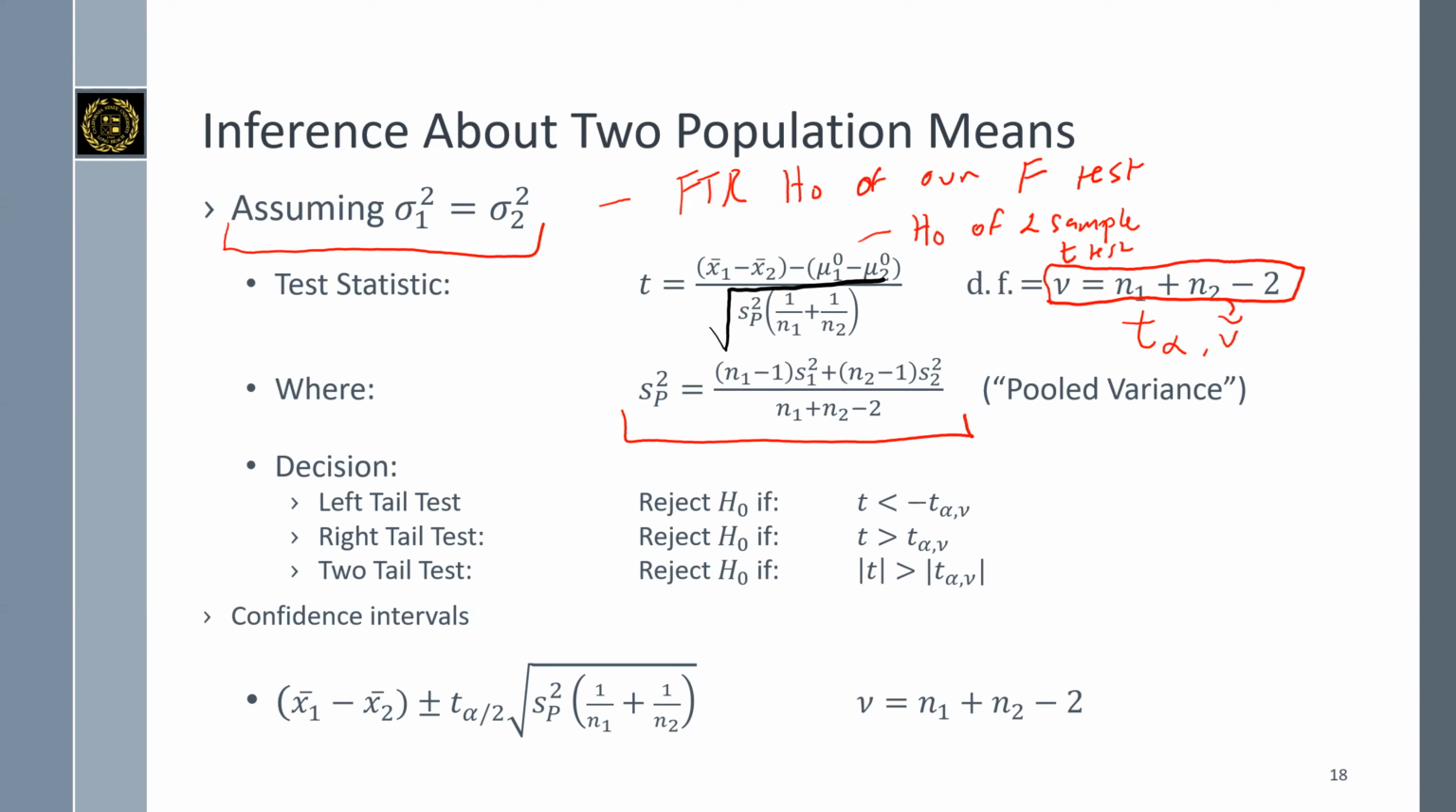From there, you should know how to make the decision. It's a left tail test, right tail test, or a two-tail test. If it falls in the rejection region, if it doesn't fall in the rejection region, you can be the judge of that.